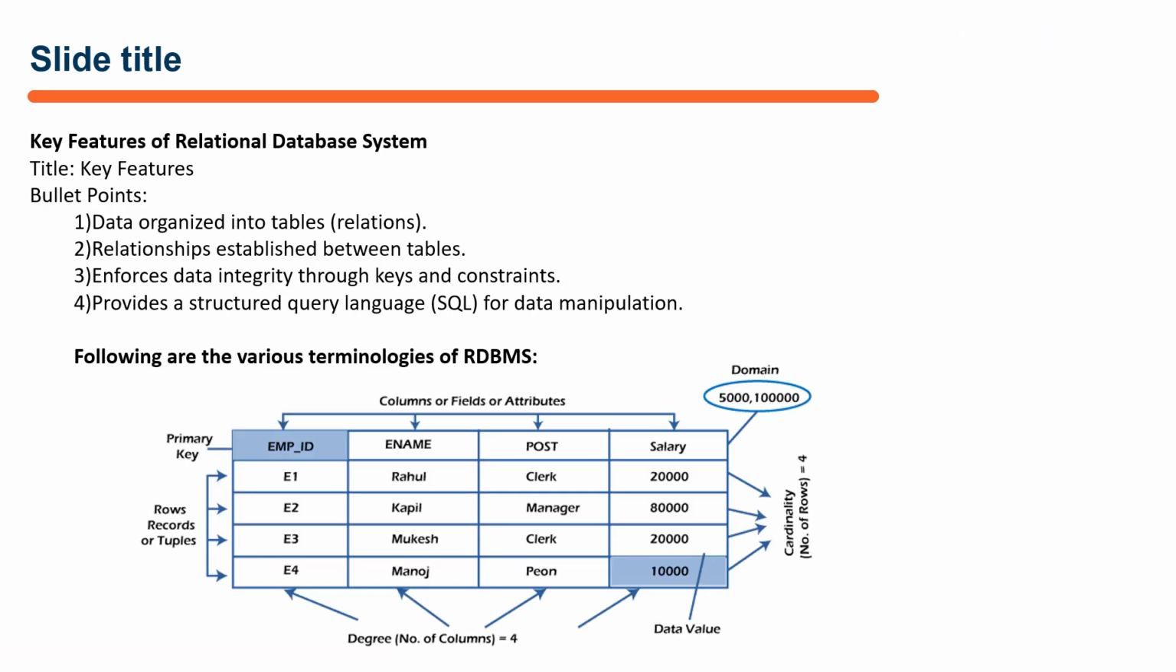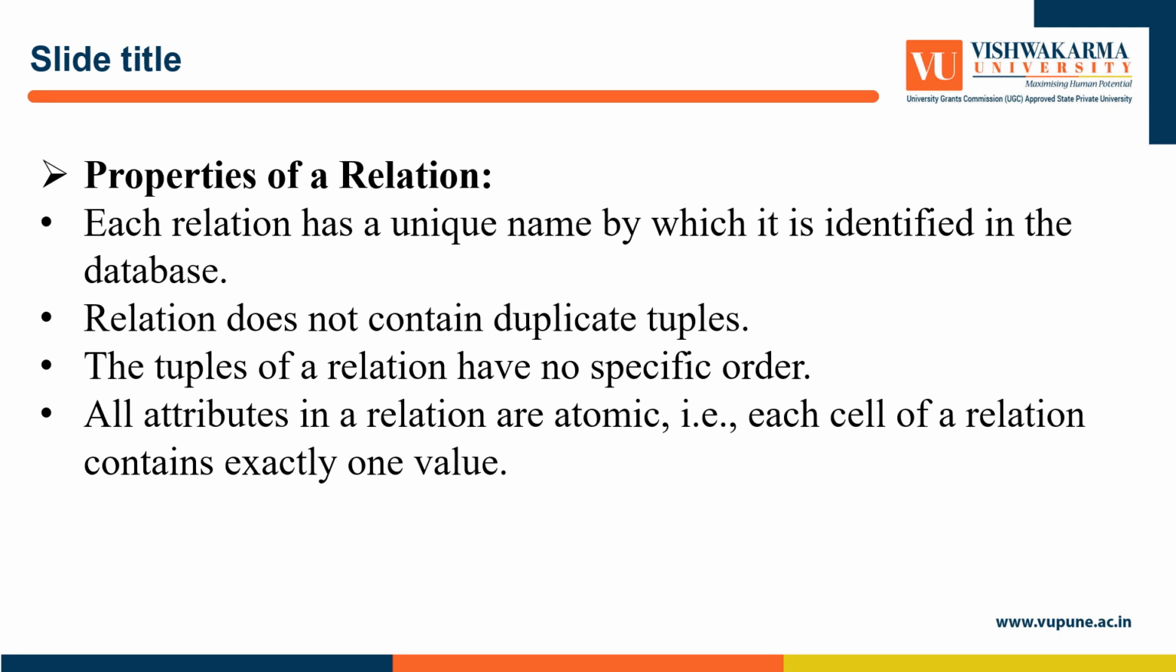The key features of RDBMS are: data is organized into tables. It provides a structured query language for data manipulation, enforces data integrity through keys and constraints, and relationships between tables are established. Following are all the terminologies of RDBMS: it contains a domain, it has a primary key, it has tuples, it has a data value. Degree is also mentioned in the table, and cardinality is also mentioned below.